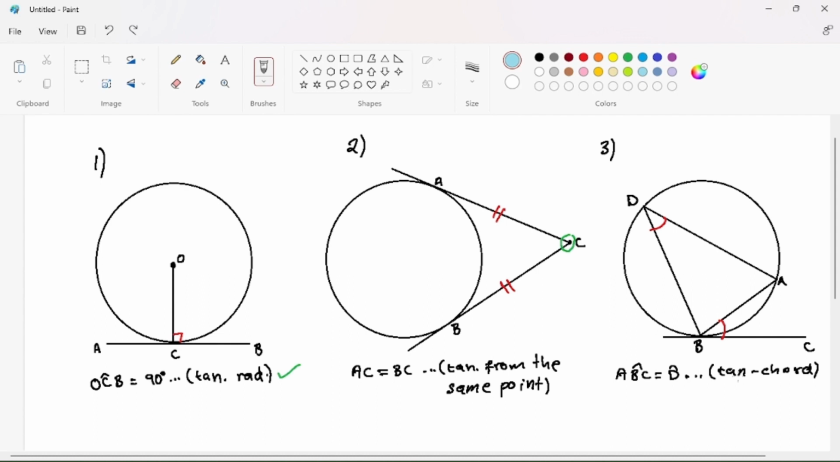So let's go to our first practical question, and then we are going to be looking at two practical questions today, guys. And then after that, on our next video, I'm going to show you how to prove this tan chord theorem.